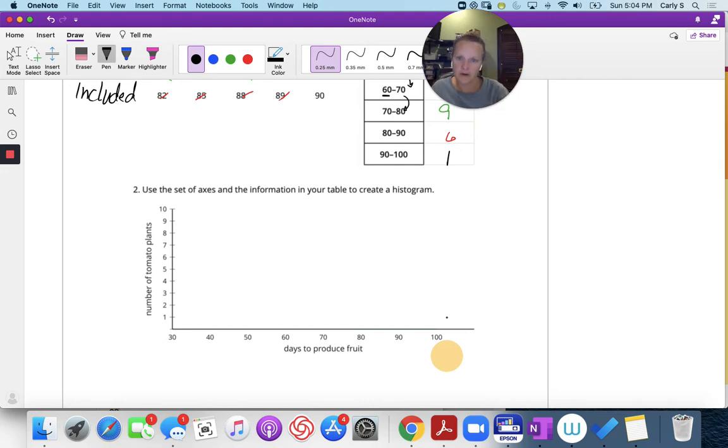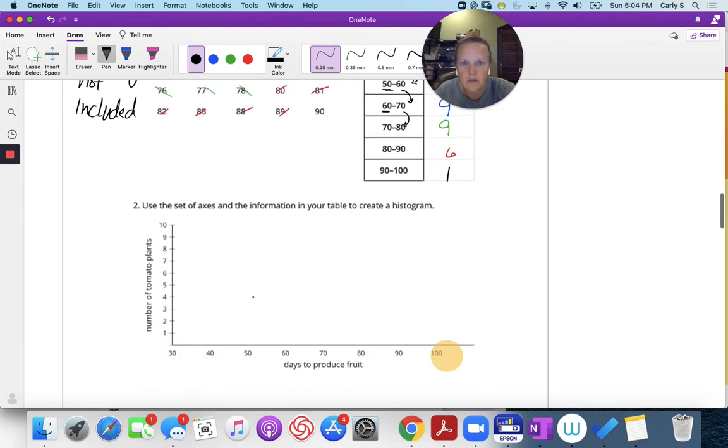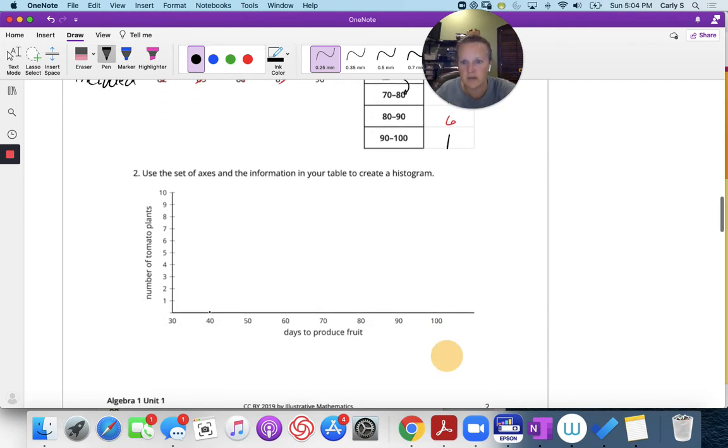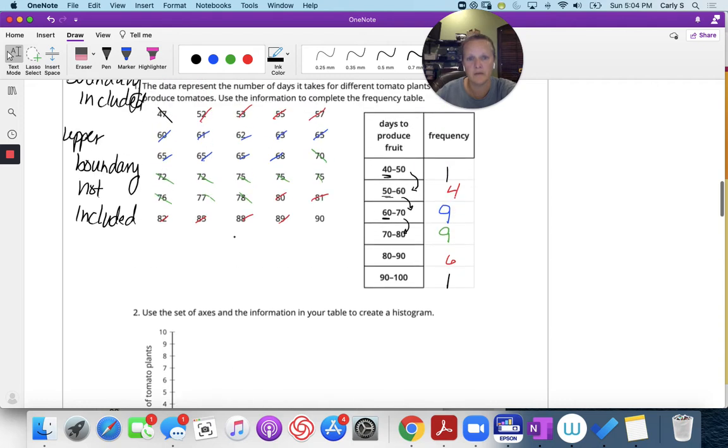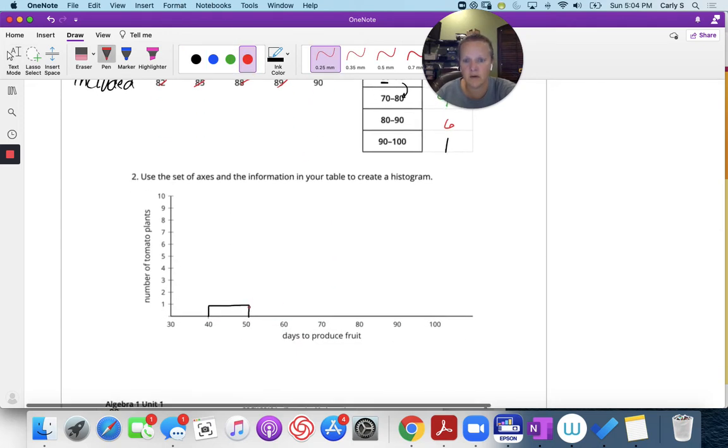All right. Now, let's use the set of axes and the information in your table to create a histogram. All right. So we see we already have our intervals there. So they are going to help us. Our 40 to 50, we had 1. So I'm going to start right at 40, go up to the 1, and over to 50. That's our first bar. Next one is 50 to 60. There were 4.